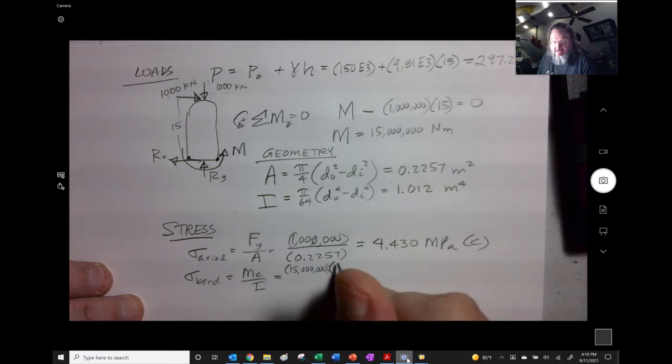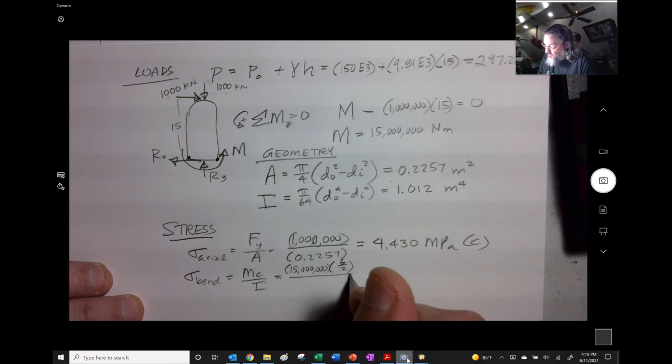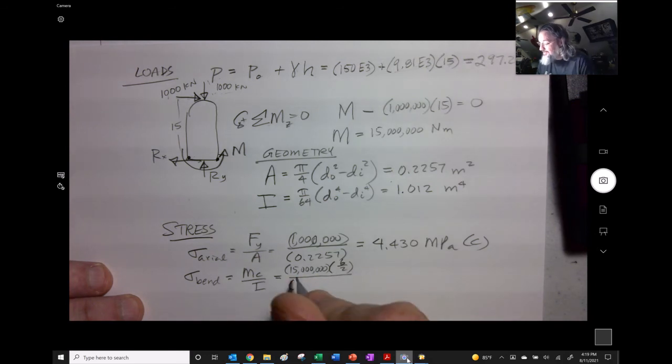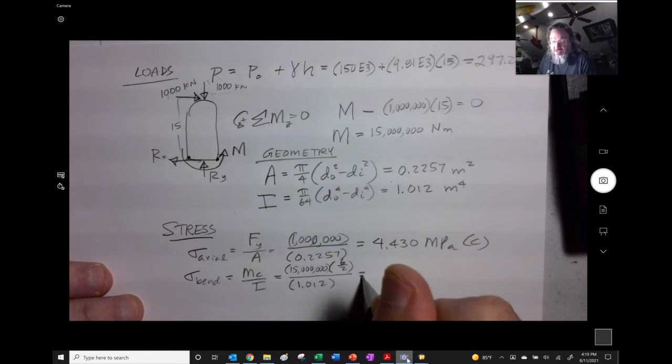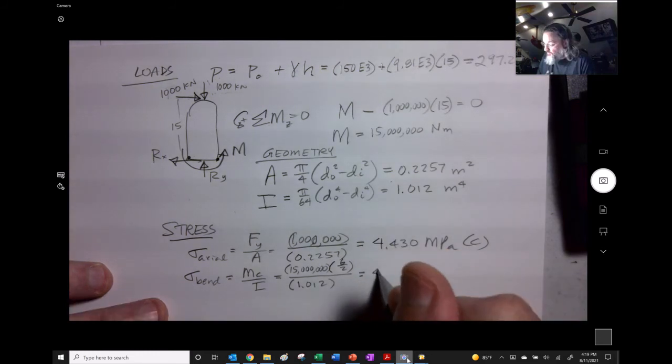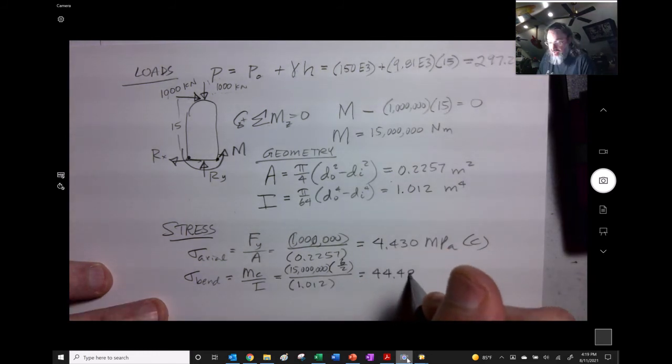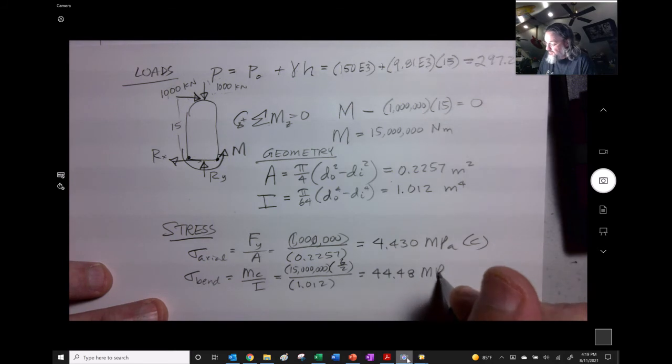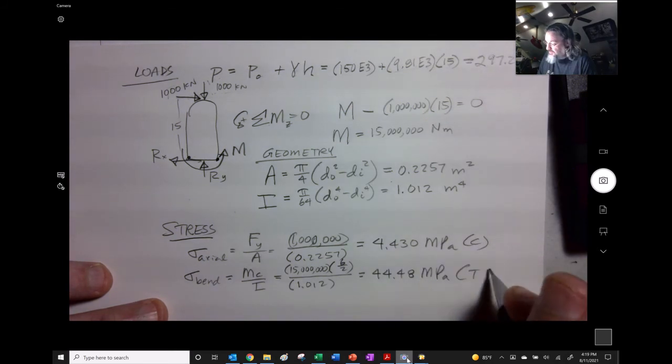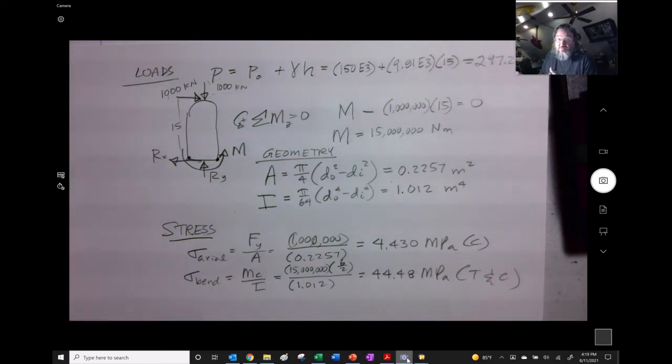And C is going to be 6 meters divided by 2. And I is going to be that 1.012. So you can kind of see that we get 44.48 megapascals. And this is T and C, depending on which point that you want to point out. But that's going to combine with here. That could make it. All right, but let's continue on.